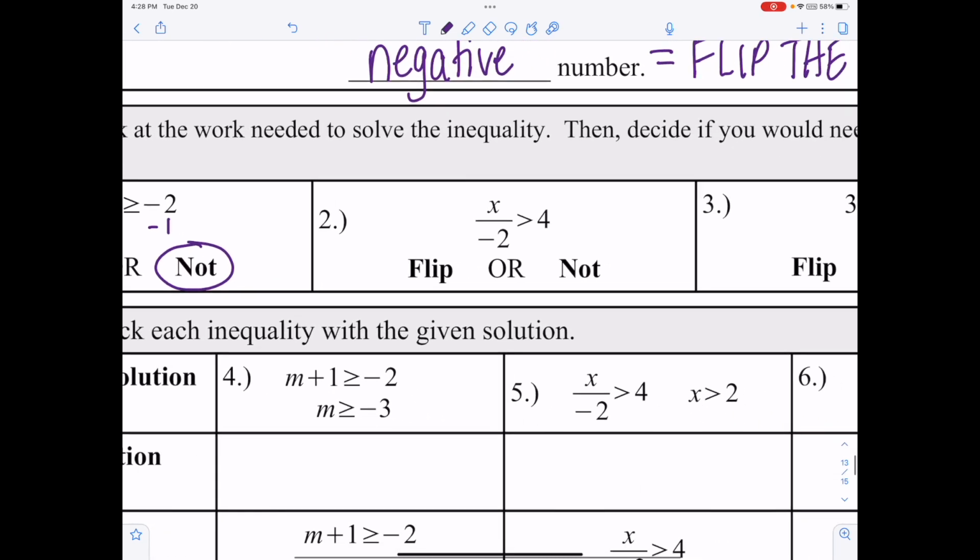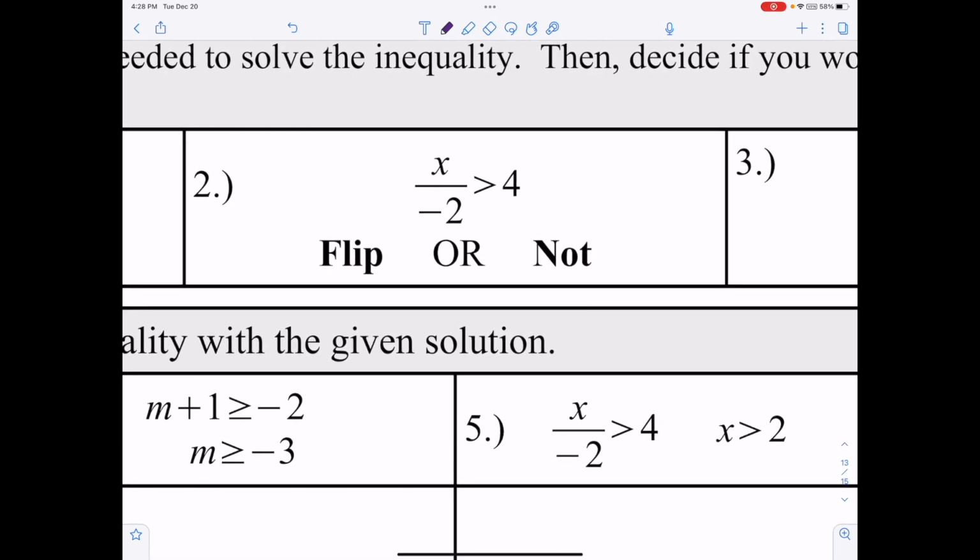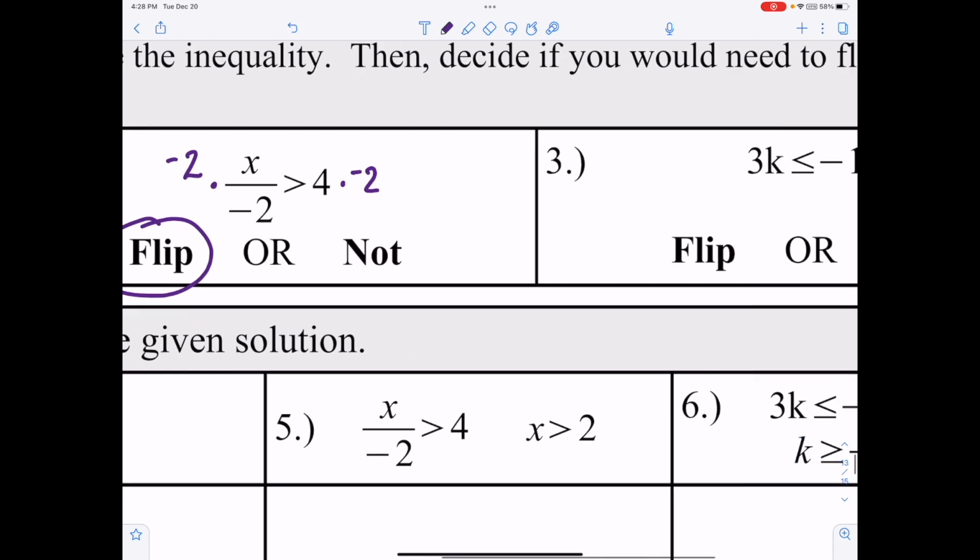Let's look at this next one, number 2. Okay, how do I get rid of a divide by negative 2? I have to multiply by a negative number. Anytime I have to multiply by a negative, I have to flip the sign. Remember, when you multiply or divide by a negative, you must change the sign. So I do have to flip for this one.